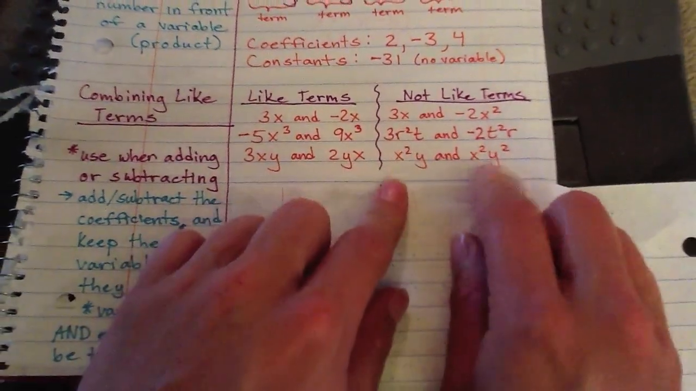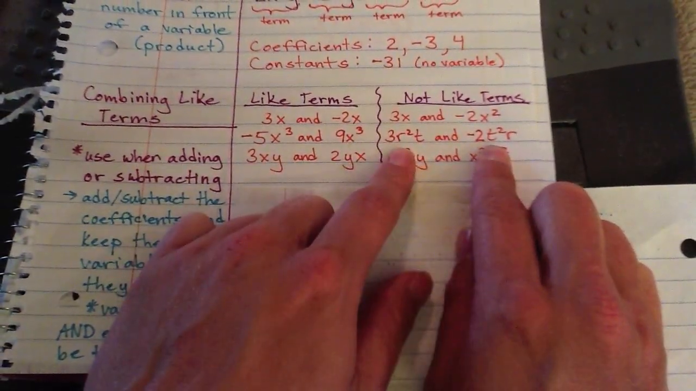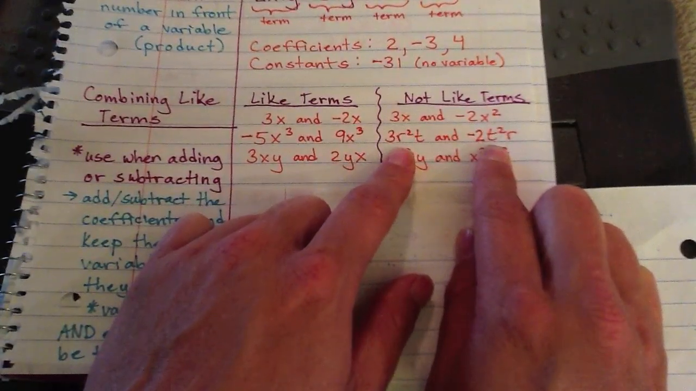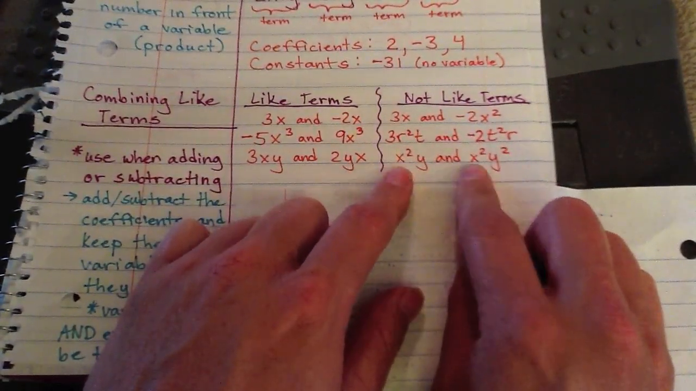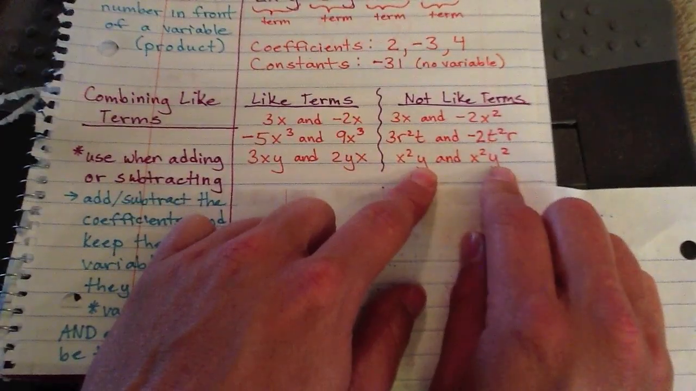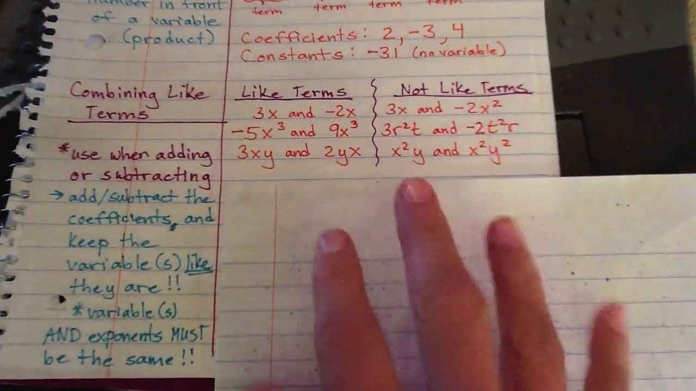Here's your problem. This one has a t squared. This one has an r squared. So they are not like terms. Last one, x squareds are the same, but y's aren't. So they're not like terms.